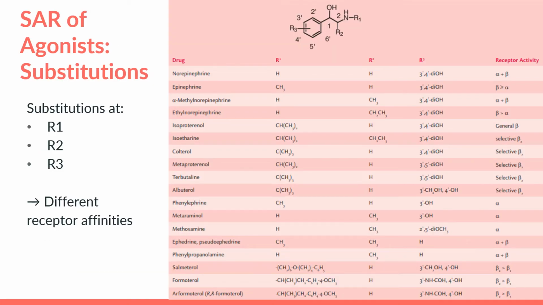I know this table looks intimidating, but all it's doing is displaying different kinds of substitutions on the groups denoted as R1, R2, and R3. With these various substitutions, different receptor affinities are indicated. So now we are going to cover how different substitutions may lead to their corresponding receptor affinities.